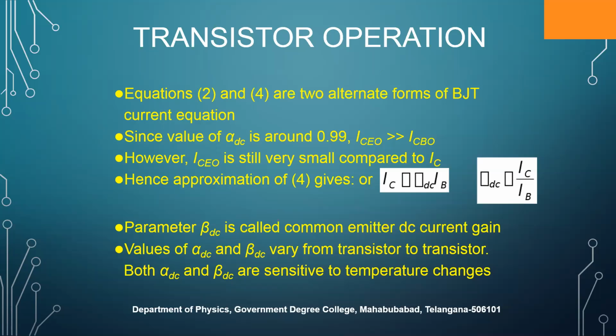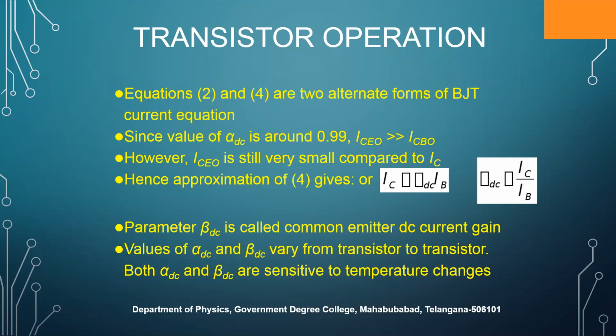Just remember that one. Hence, the approximation will be like IC is equal to beta DC into IB, where beta DC is the DC current gain for common emitter configuration. So IC is equal to beta DC into IB, or beta DC is equal to IC by IB. This will be very, very high when compared to alpha DC, because IB will be very, very less when compared to IC.